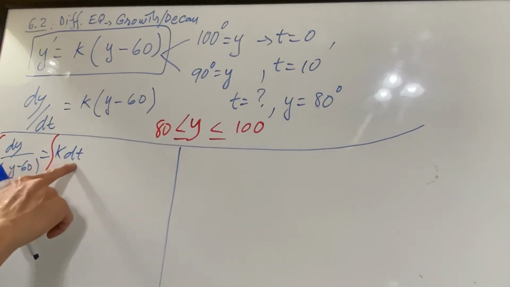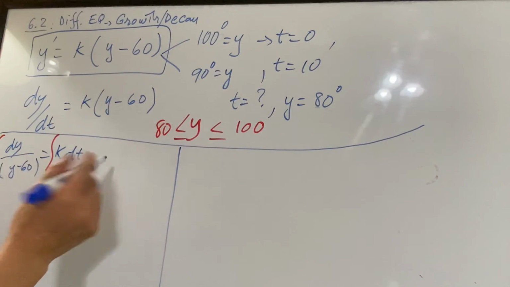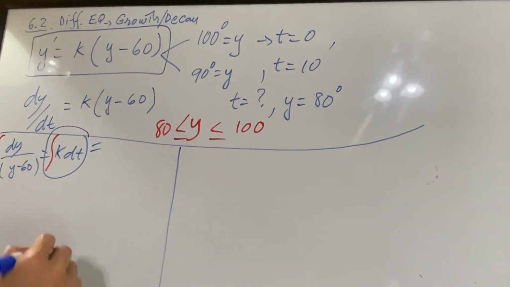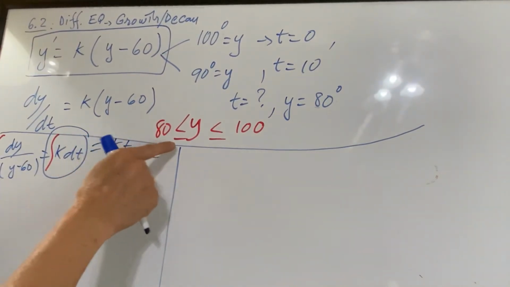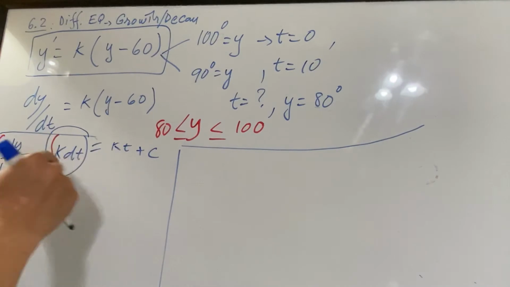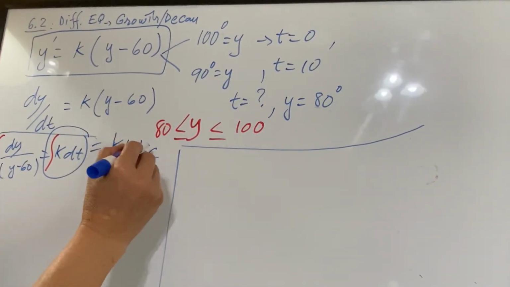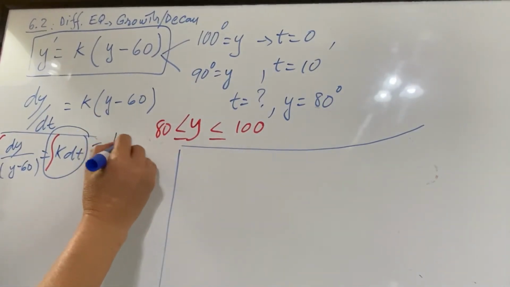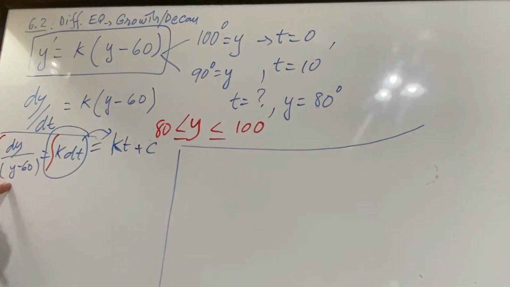Okay, this one is easy for you already because it's a constant and dt. So the right side over here, you can tell right away. The right side is what? kt plus c. Okay, all right. So the right side is kt plus c. That's the right side. What we're talking about right now is the left side. It's a little bit challenging, but it's not that hard.